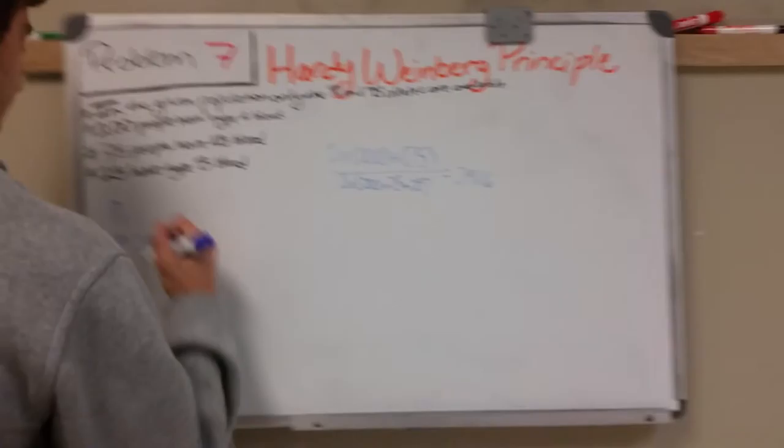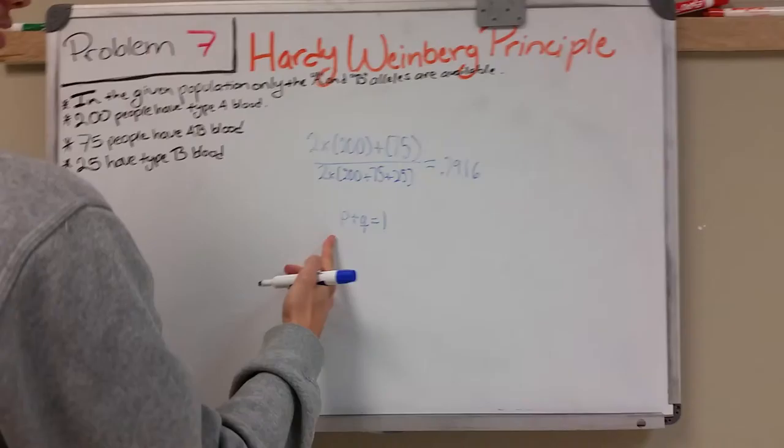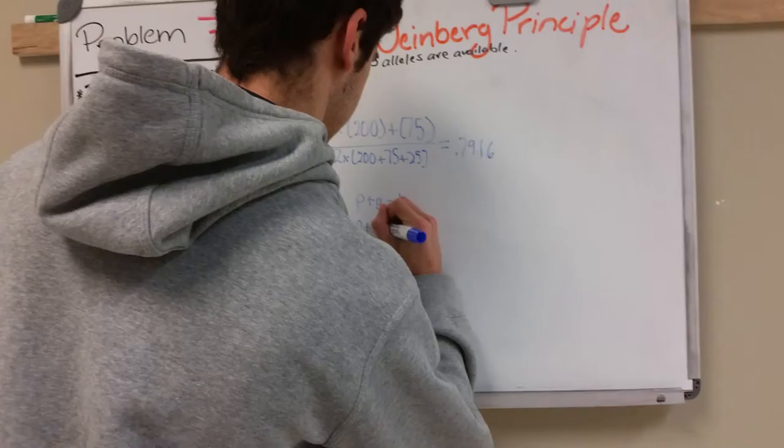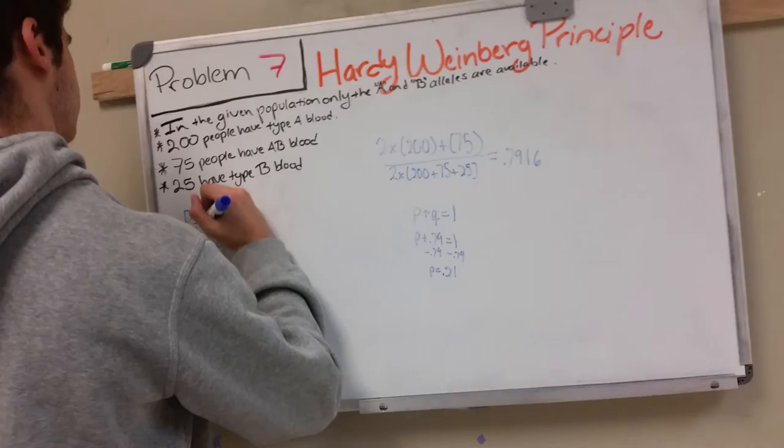And then simply to find the other, you use the Hardy-Weinberg principle formula. So P plus Q equals 1. Q, you already know, is 0.79. So this has to be 0.21. So P plus Q equals 1, with Q being 0.79. Because it's random, and that's our two allele frequencies.